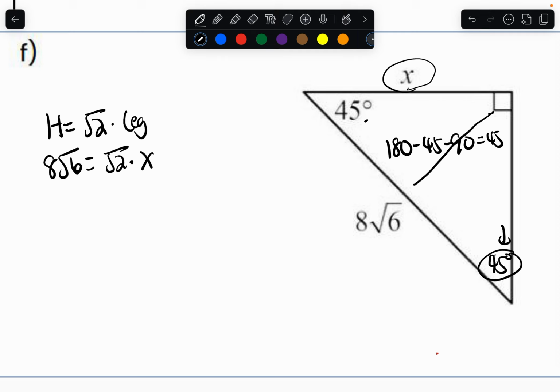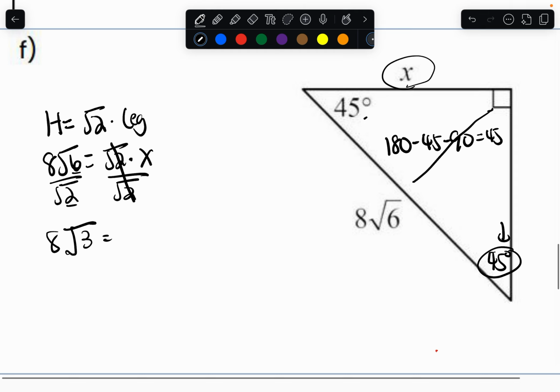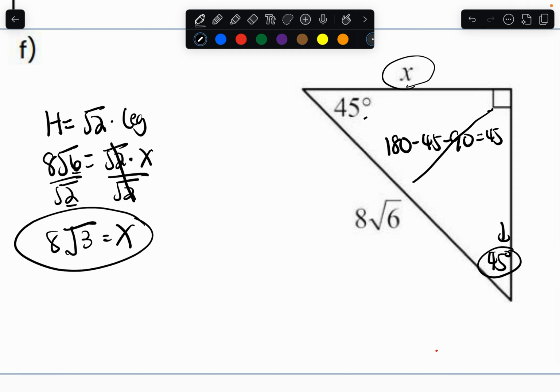Now, in order to isolate my x, I'm going to go ahead and divide square root of 2 on both sides. This cancels out on the right side. And on the left side, if you guys remember all the way from algebra, same with multiplying radicals, when you divide by radicals, if you have the same index, then you just divide the numbers inside. So this becomes the square root of 6 divided by 2, which becomes square root of 3, and you bring the 8 down. And this means my x will equal 8 square root of 3.